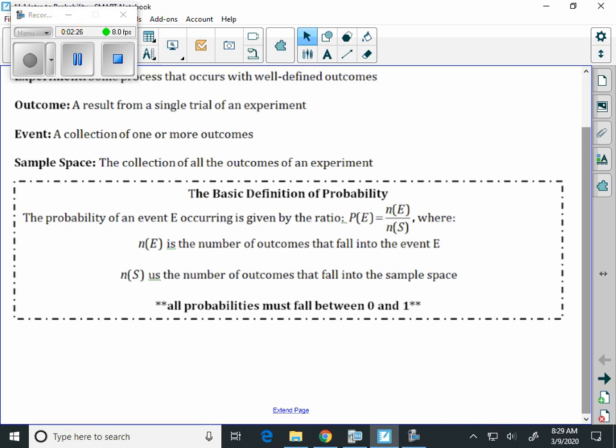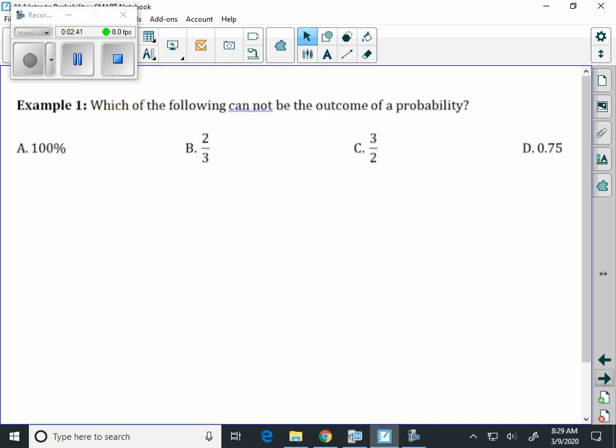One thing that I started down here that's really important is that all probabilities must be between 0 and 1. And that conceivably is going to be a question on the OST test. As we look at the first example here, which of the following cannot be the outcome of a probability? Well, 100%, it can. That's the one. 1 or 100% could be every single time.